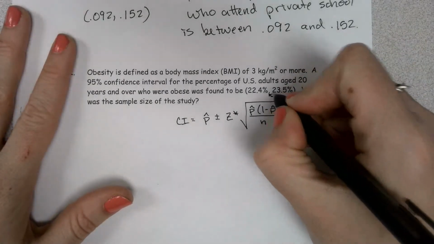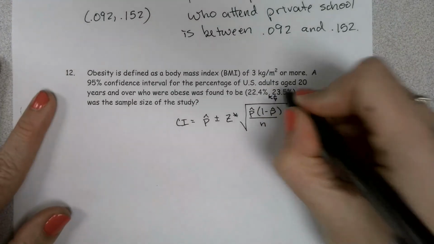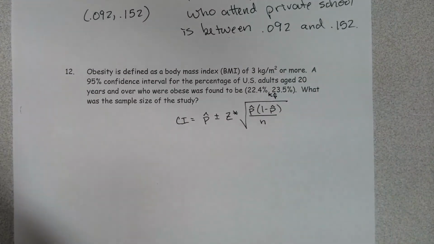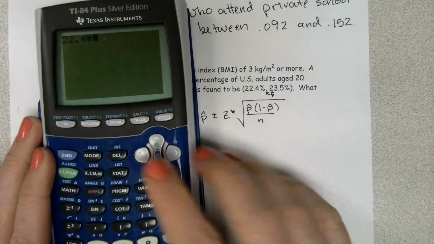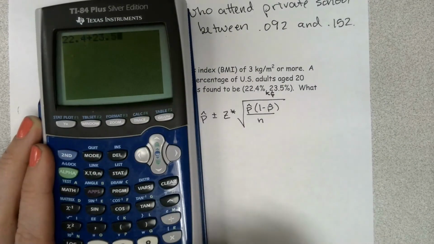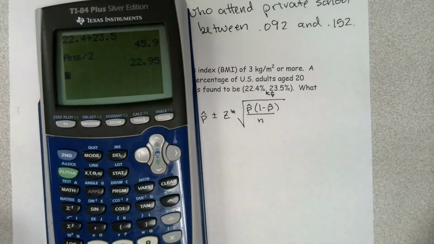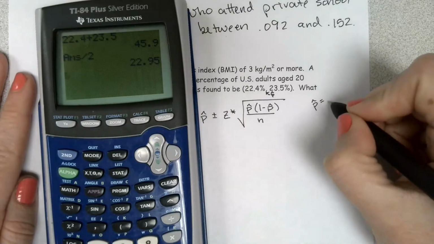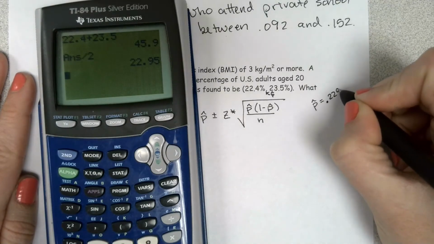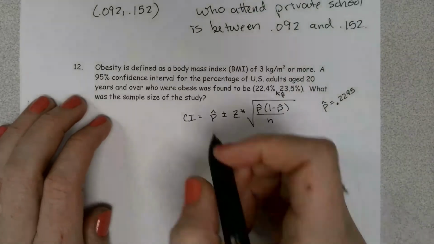So the first thing I'm going to do is find my p hat value, which is going to be the average or the middle of my confidence interval. So I'm going to average these two values, and I get 22.95. Now, one thing that we have to remember is p hat has to be given as a proportion, so you have to remember to move your decimal and give it as 0.2295.